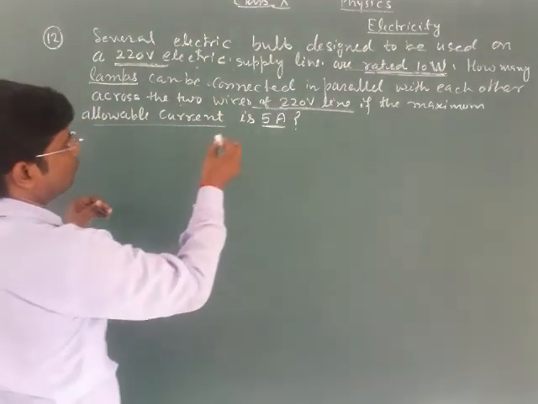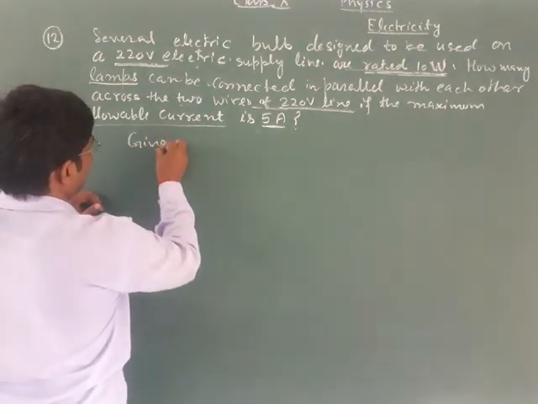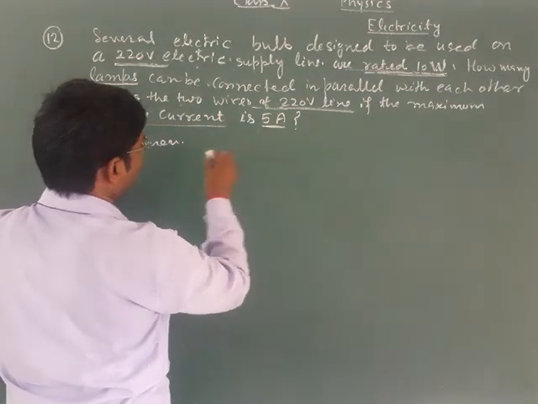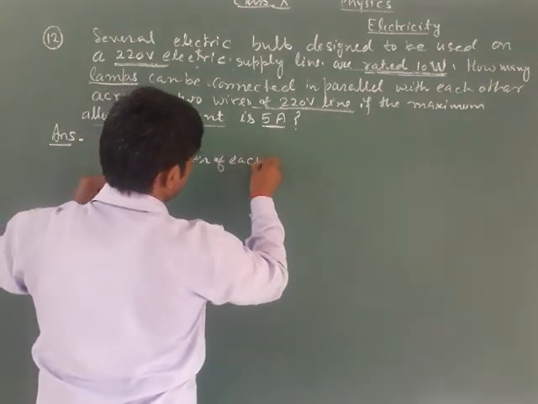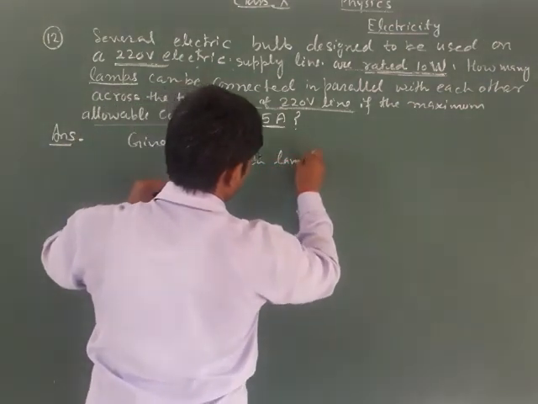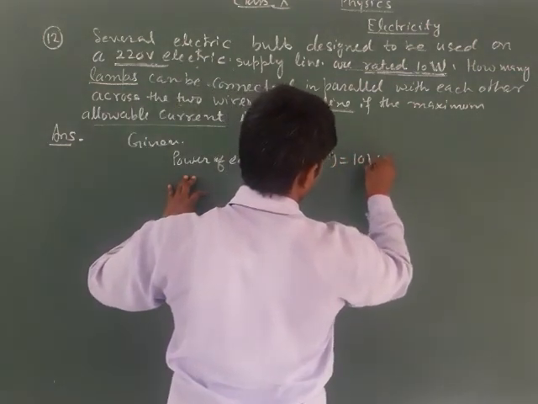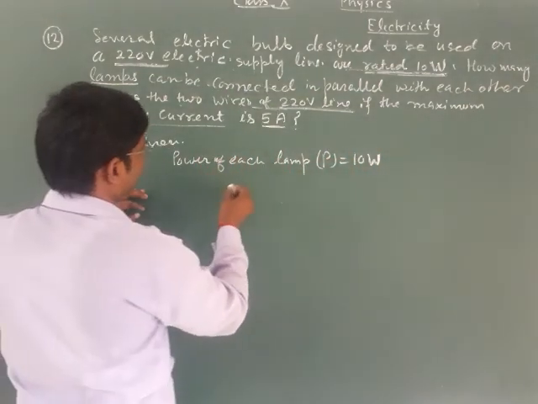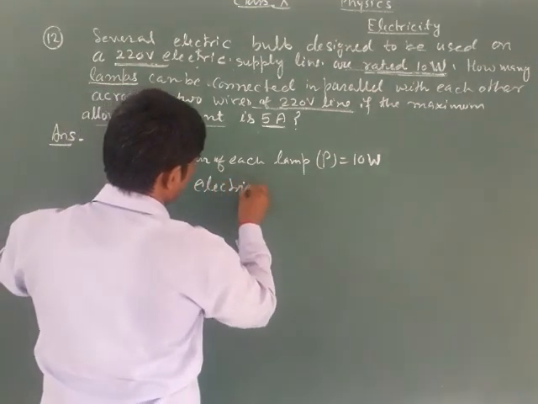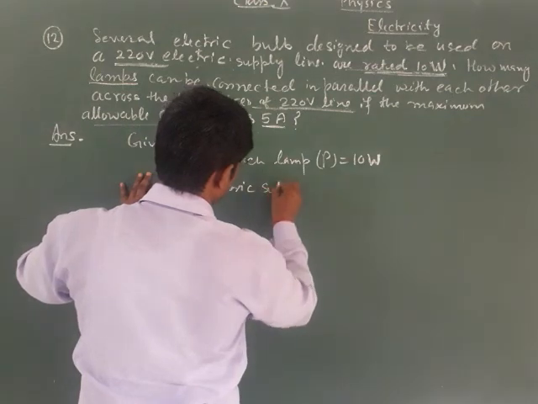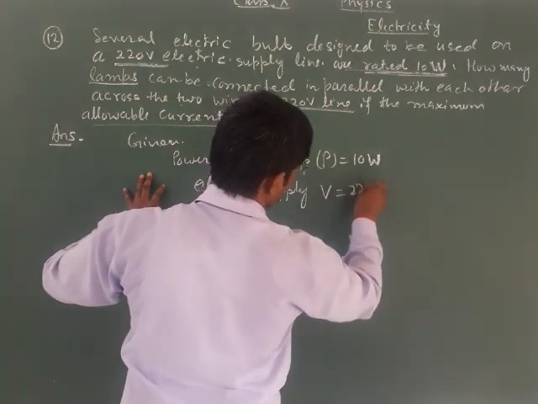So now, given: the power of each lamp P is equal to 10 watt, and the electric supply V is equal to 220 volt.